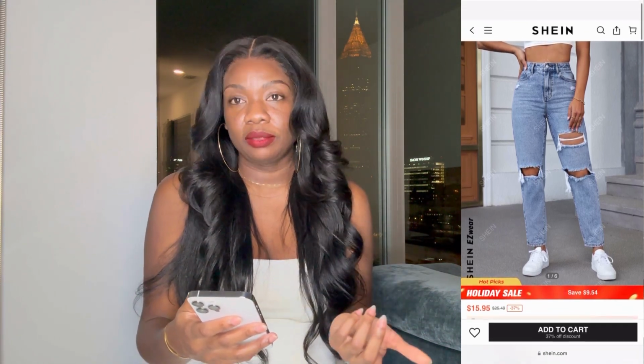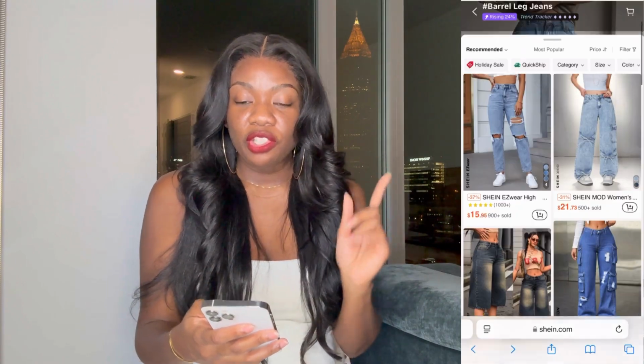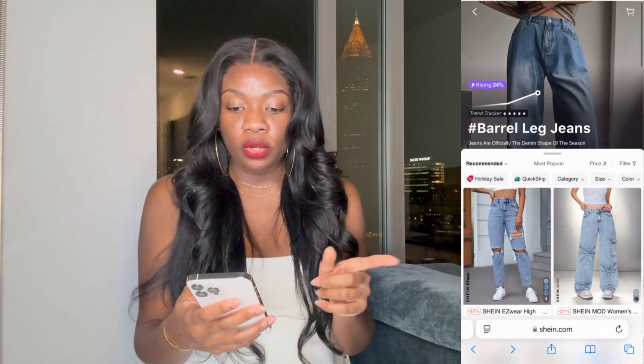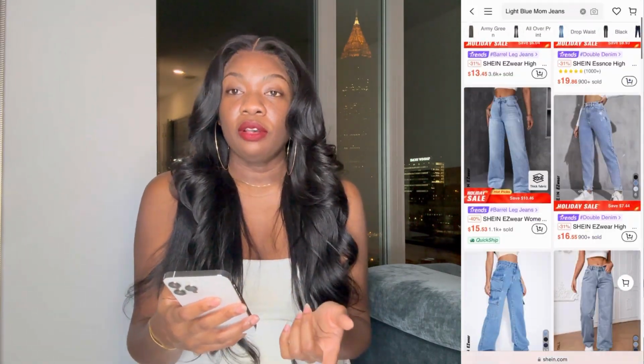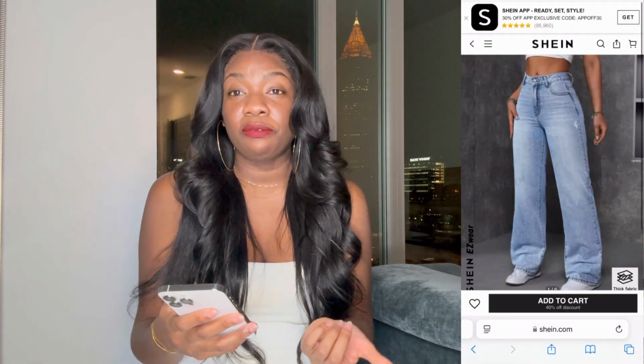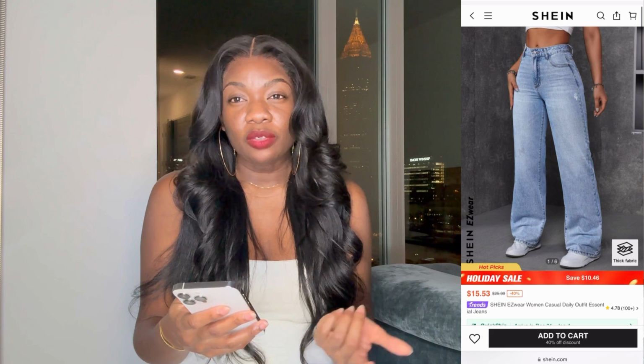$15.95? Come on. But the mom jeans that this lady has on with the trench coat, it looked more like this one right here. Then this one costs $15.53. You see what I'm saying? So we already found the mom jeans.